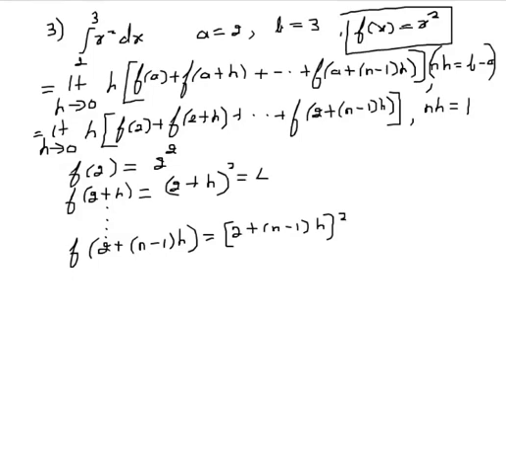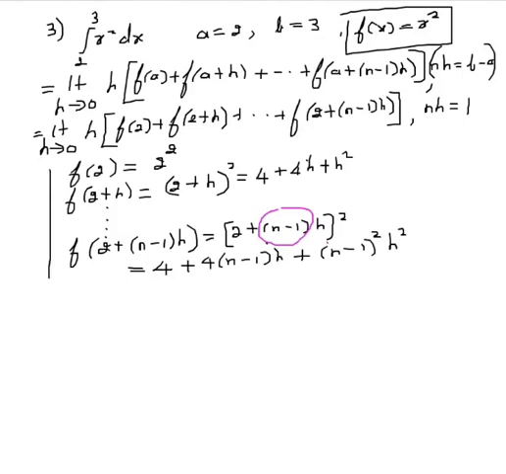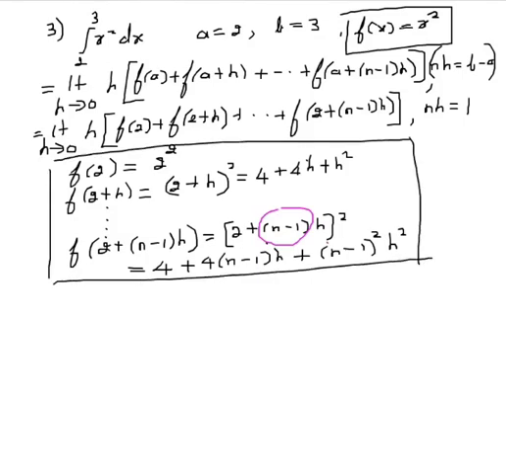Open the brackets and simplify. 4 plus 4h plus h square. Here also let us open the brackets and simplify, but don't open the brackets of n minus 1. Other brackets, the whole square bracket, you open and simplify. So 4 plus 2 2s are 4 times n minus 1 h plus the b square term, which is n minus 1 square and h square. Now we have to add all these expressions and substitute in the formula.